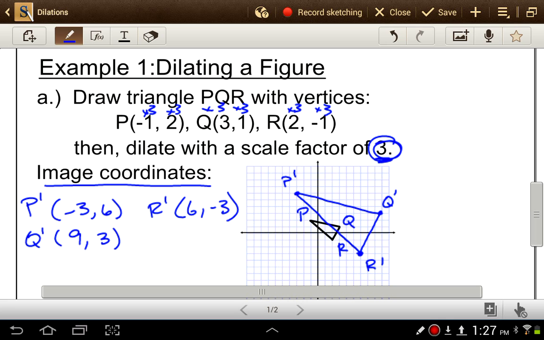Okay, and since my shape is, for the most part, in quadrant 1, you can see that my image is also mostly in quadrant 1. Each point is three times the distance away from the origin as the original shape was. And that's how you dilate a figure. Okay? So whatever the scale factor is, you multiply each coordinate by that, and you draw it. Okay? If you need to pause, go ahead. Otherwise, I'm going to move on to my next slide.